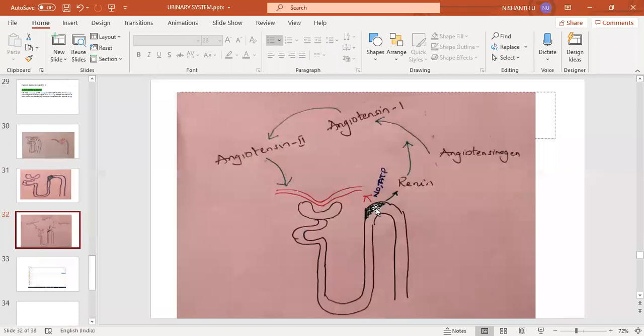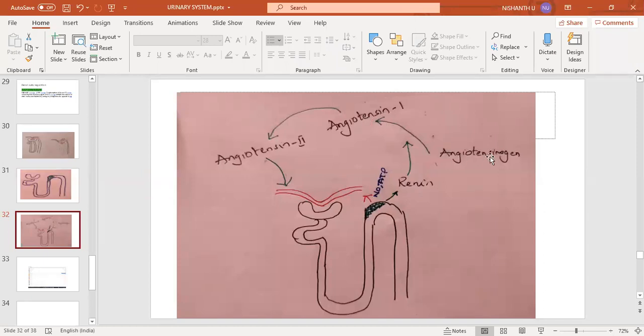This is the... what is that? Macula densa region. And then it will sense whether increased or decreased quantity of filtrate is there, or for example, whether sodium or chloride is there. Then it will release renin. So this renin, what it will do, it will convert the angiotensinogen to angiotensin 1.